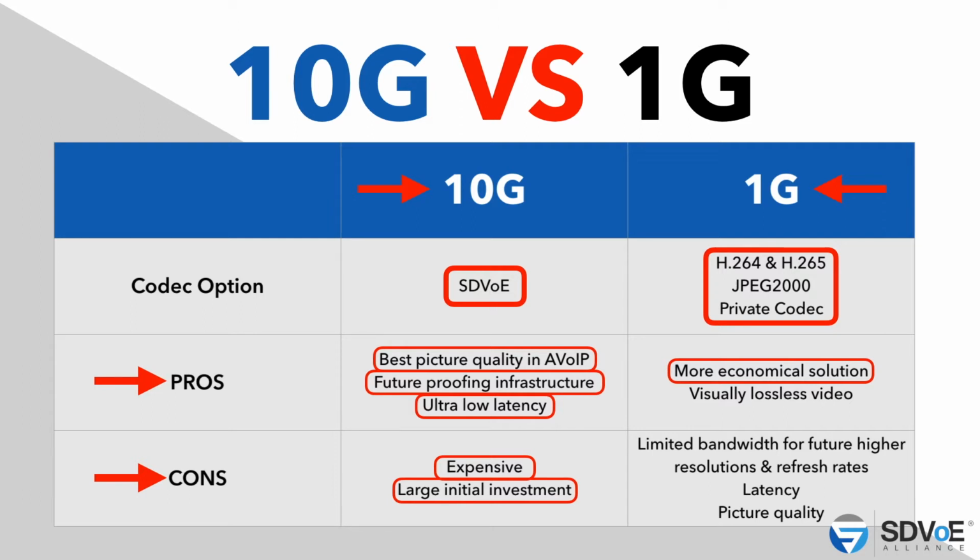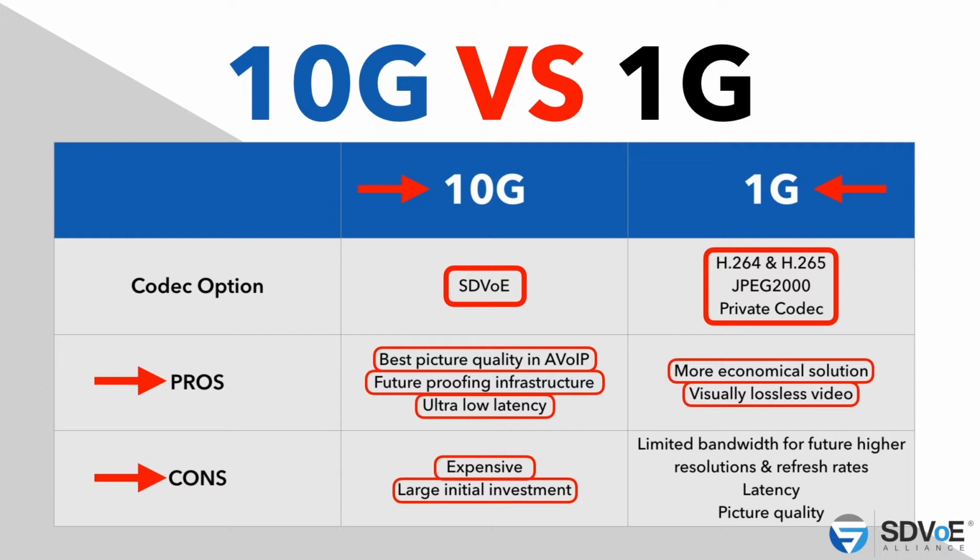And also, an advantage of the 1G solution: mathematically, you see a big difference in the compression rate compared to the 10G, but to human eyes, it is still visually lossless video. So it is still good enough quality for the human eyes.